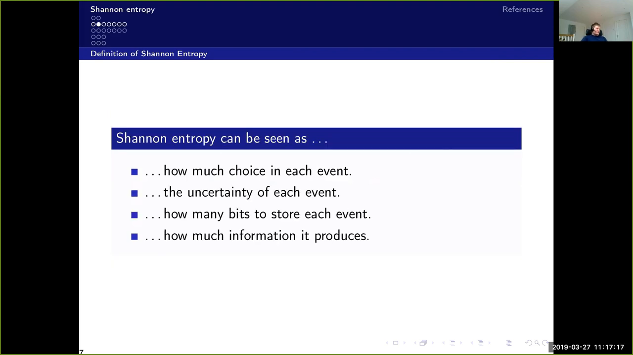Now, Shannon entropy can be seen as a lot of things. So, for instance, it can be seen as how much choice there is in an event and the uncertainty of the event. Both of these are equivalent, it's just a different formulation. Or how many bits we need to store each event, or how much information it produces. So these two are very much also equivalent.